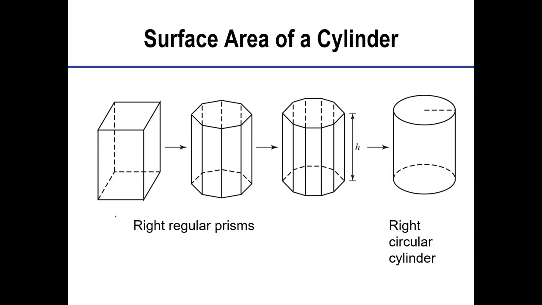Now, if we go to the simpler case, the right regular prisms, it's pretty easy. We just add the top, the bottom, and the lateral faces around. Well, for a right circular cylinder, the idea is the same. We'll have to find the area of the bottom, the area of the top, and then the area around the cylinder. And that's how we calculate the area.